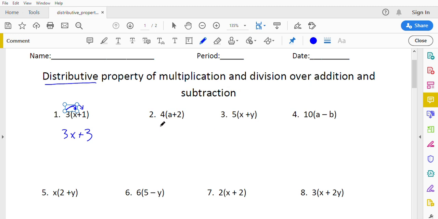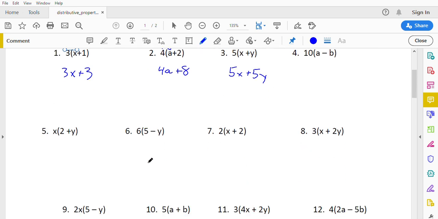4 times a plus 2, well, 4 times a, again, pretty simple. We just write them closer together. This is just 4 times a, and 4 times 2 is going to be 8. Good? 5 times x, again, I'm not allowed to add x and y together. They're two different letters. So what does this become? 5x plus 5y.